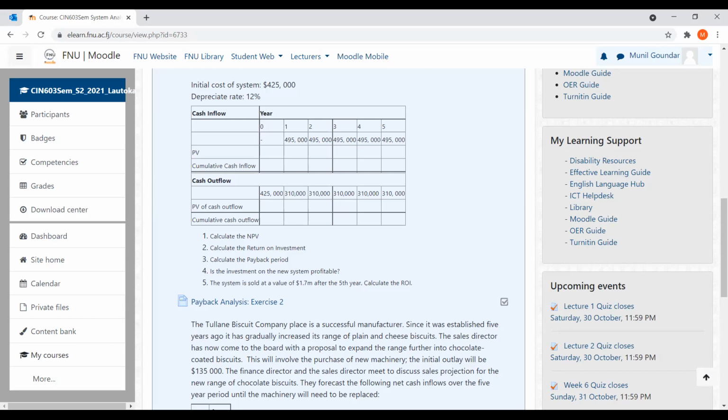So in our Excel spreadsheet, I will write down again initial cost of the system. And I need to put down the value in a new cell, just to pick up the cell references later onwards. Moreover, the depreciate rate is 12%.